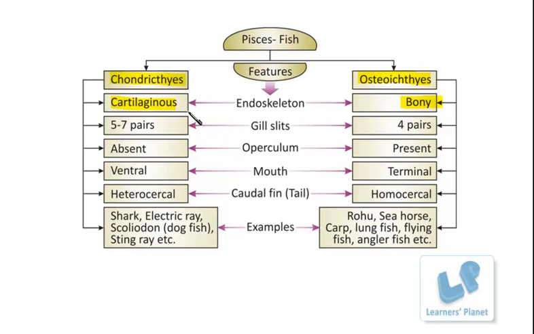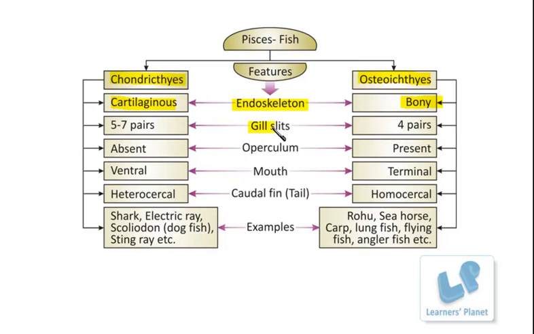And do you know what exactly is meant by cartilaginous and bony fishes? That means the endoskeleton of the fishes that belong to group Chondrichthyes is made up of cartilage, whereas those which belong to Osteichthyes, in them the endoskeleton is made up of bones. Definitely the bones are supported by the cartilaginous structures, right?